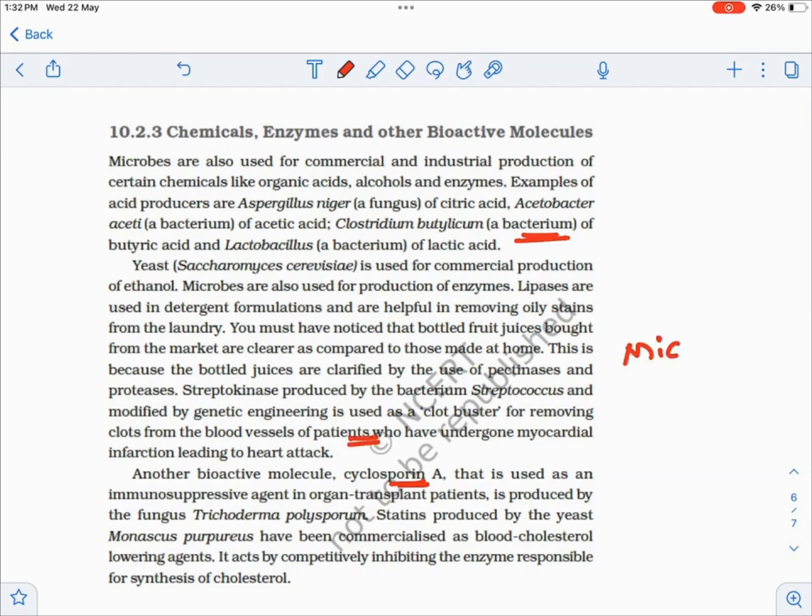This question is from Microbes in Human Welfare. You can see the NCERT topic given below.